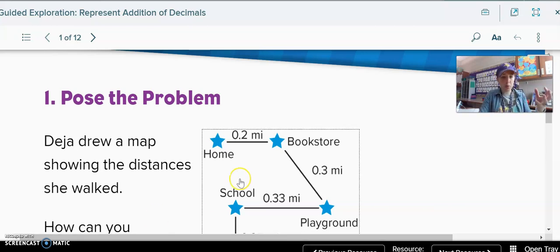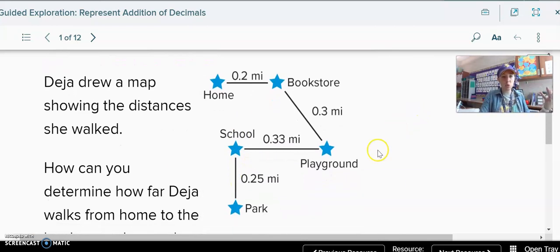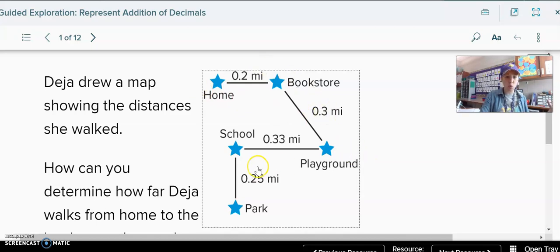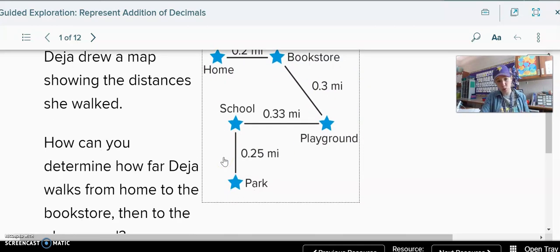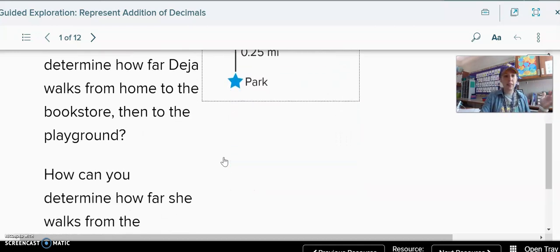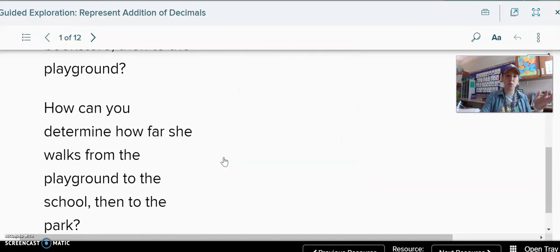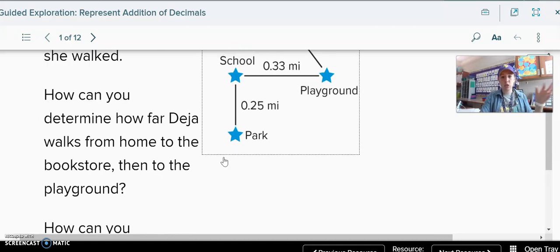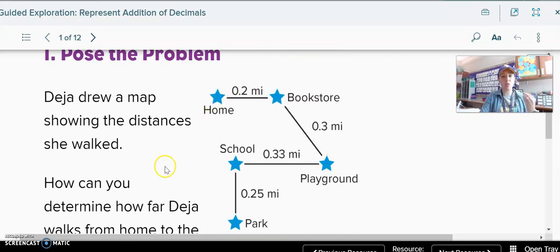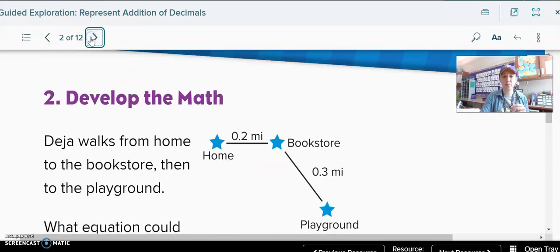So the problem we're going to think about today is Deja drew a map showing the distances she walked. How can you determine how far Deja walks from home to the bookstore, then to the playground? And then how can you determine how far she walks from the playground to the school, then to the park? So we're just thinking about how could I figure out some of her totals.